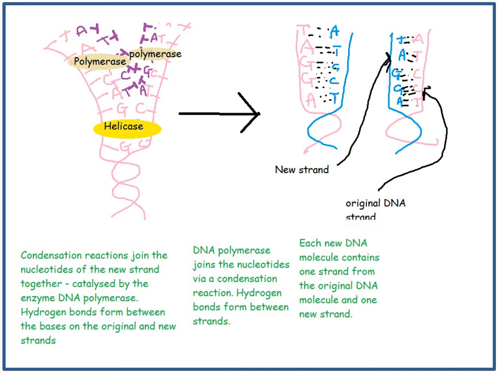Then, a condensation reaction joins the nucleotides of the new strand together. It is catalyzed by the enzyme DNA polymerase. Hydrogen bonds form between the bases on the original and the new strand. DNA polymerase joins the nucleotides via a condensation reaction, and the hydrogen bonds form between the strands. Each new DNA molecule contains one strand from the original DNA molecule and one new strand. We've got one original and one new strand.